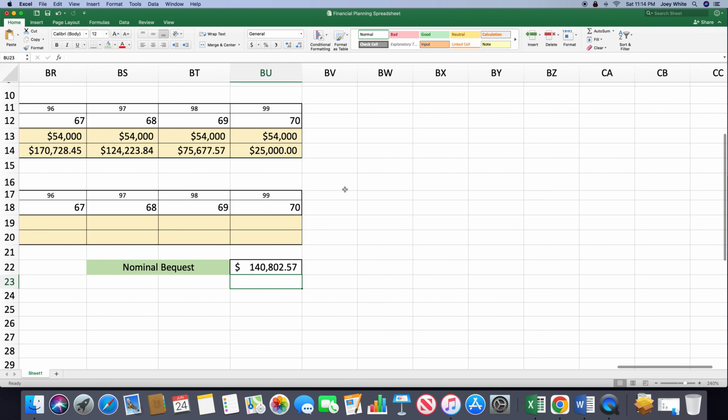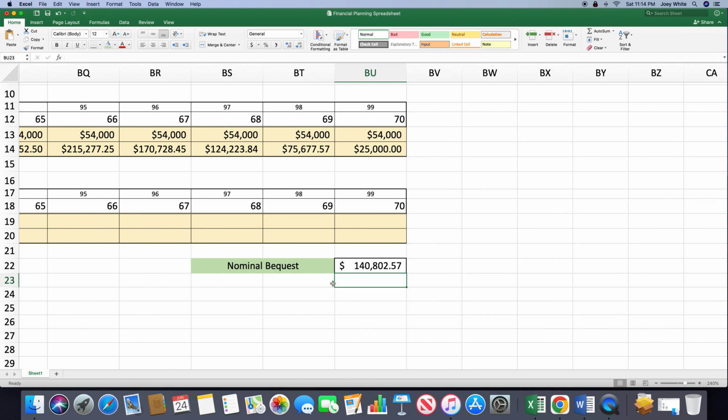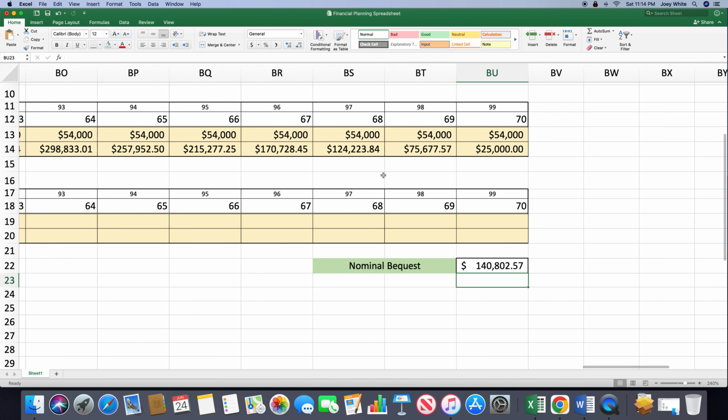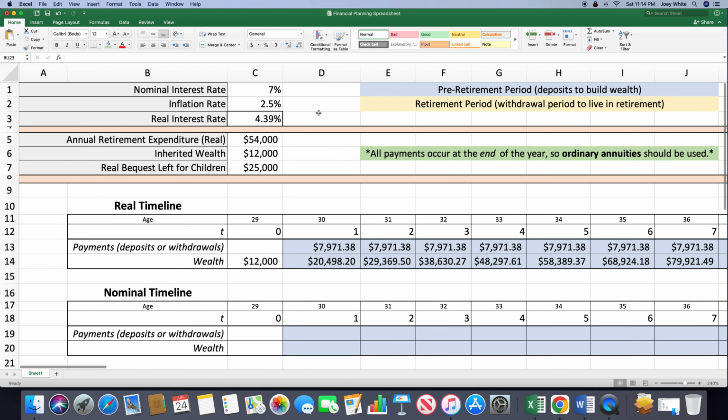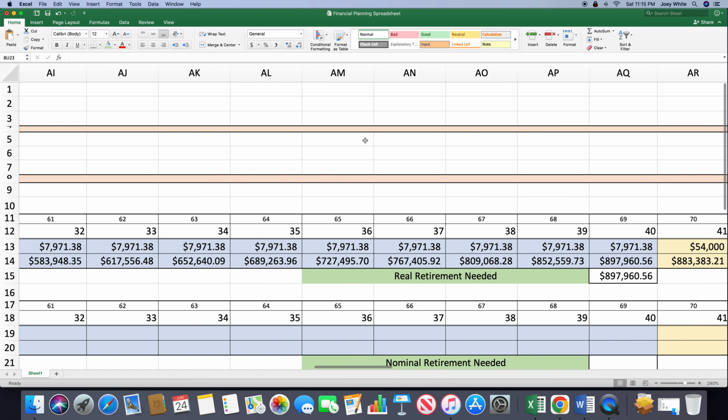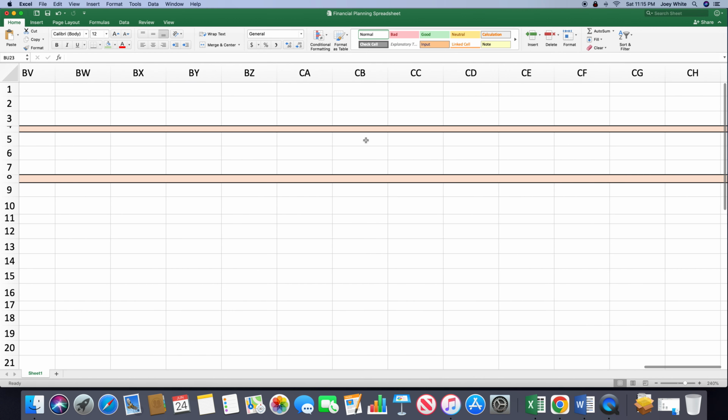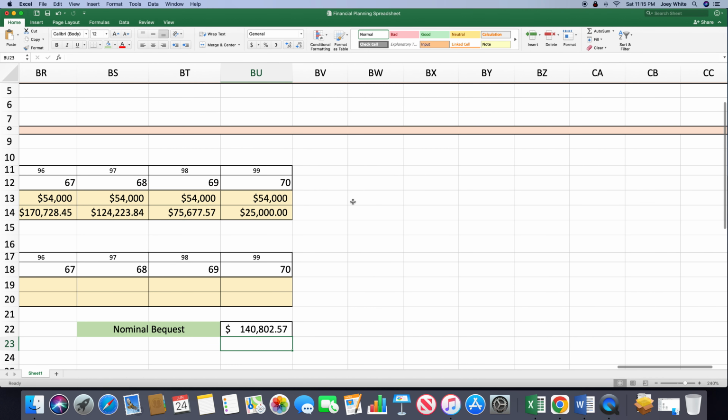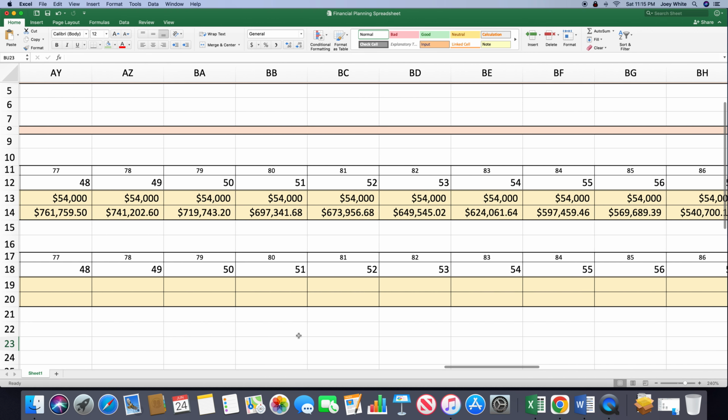And we see that we should be leaving a nominal bequest of $140,802.57 by the time we pass away, right? So basically, at this current rate of 2.5%, when we leave our bequests, $25,000 today is going to be the equivalent of $140,802.57 in 70 years. Okay.